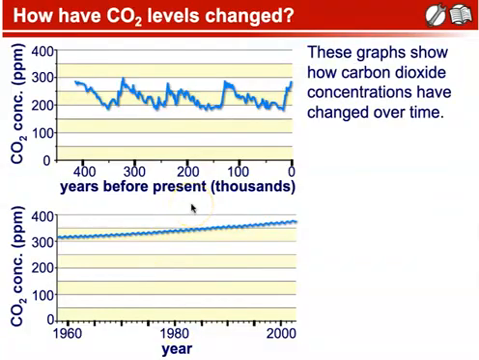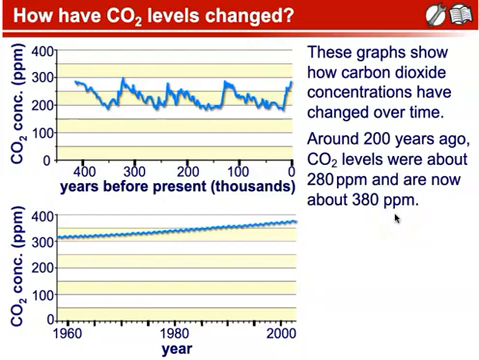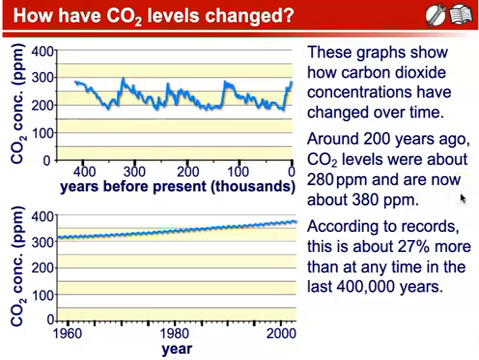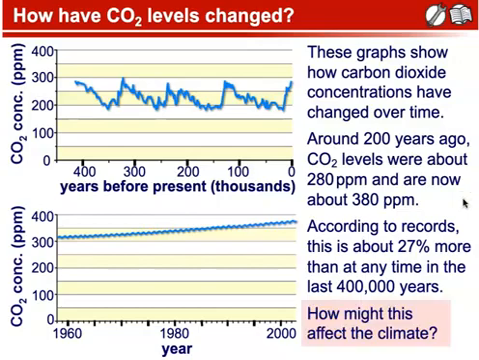So how have CO2 levels changed? These graphs show how carbon dioxide concentrations have changed over time. Around 200 years ago, CO2 levels were about 280 parts per million and are now about 380 parts per million. According to records, this is about 27% more than any other time in the last 400,000 years. So how might this affect climate?